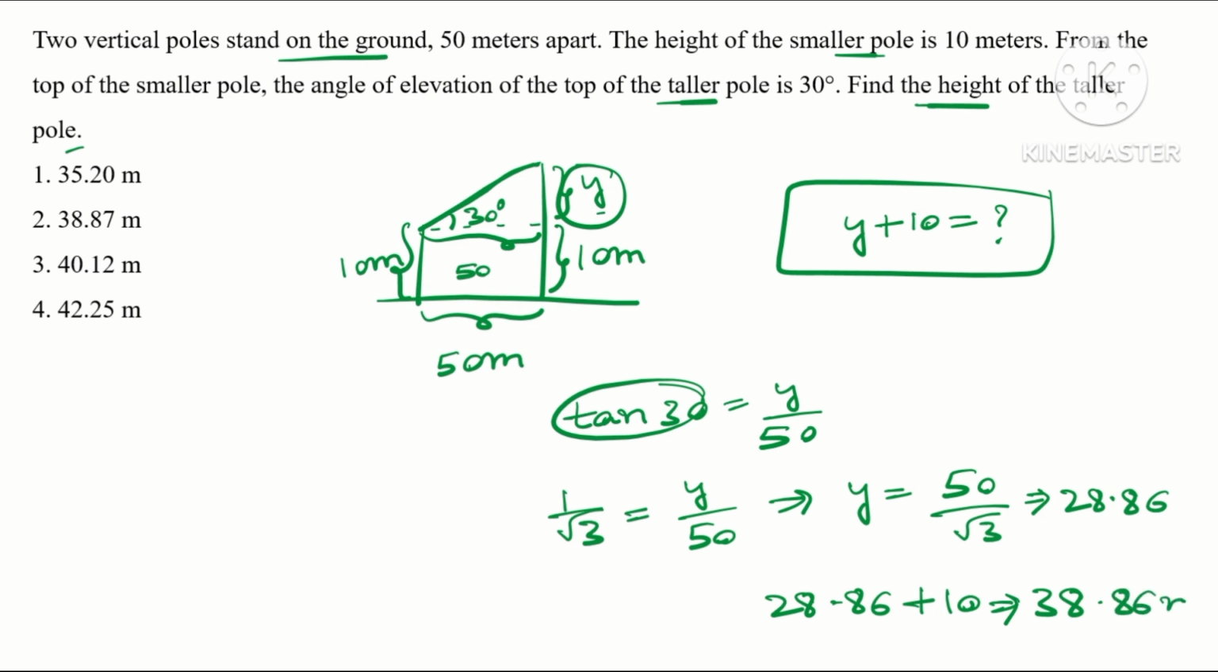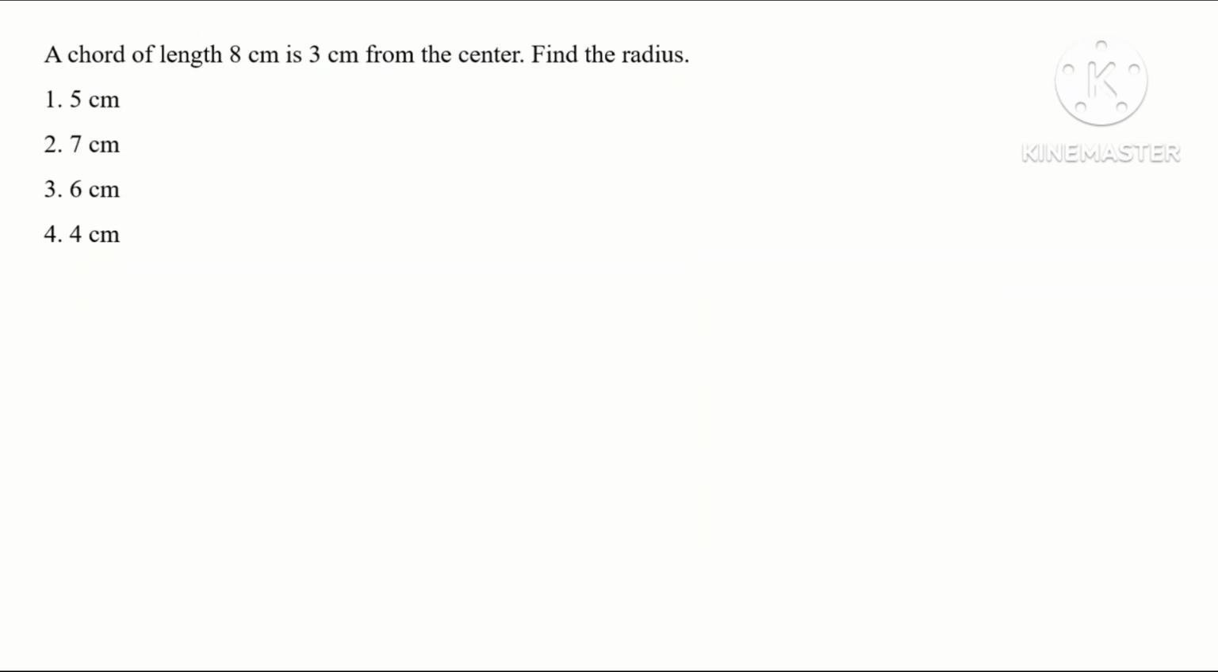38.86 meters. So in the options, second is the right answer. The given: a chord of length 8 centimeters is 3 centimeters from the center. So let's draw a circle and let us think this is the center O, and this is a chord. They said a chord of length 8 centimeters is 3 centimeters from the center.